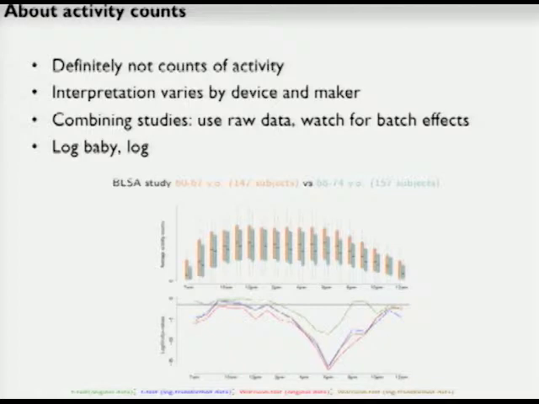From the BLSA study, 147 subjects between 60 and 67 years of age and 68 to 74, and we just did the medians and the quantiles. And I'm not sure how well you see, but essentially the younger group has a higher median consistently across the range. And you can do simple things like doing a t-test at every hour during the day to see whether the older individuals have less activity than the younger individuals.